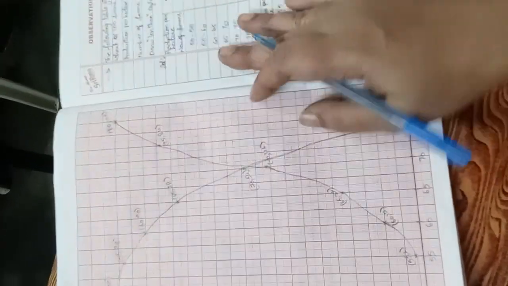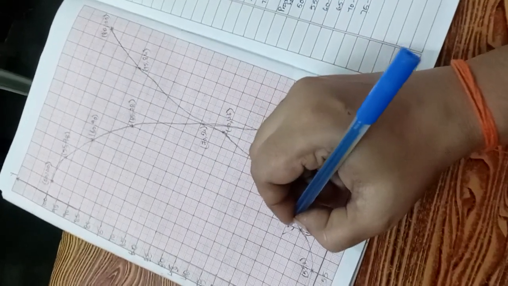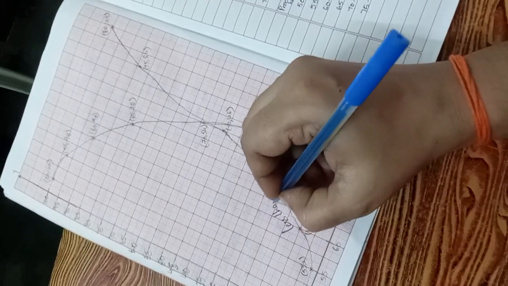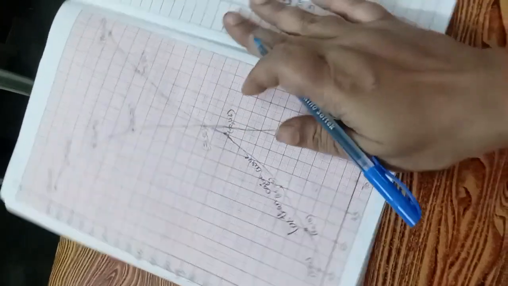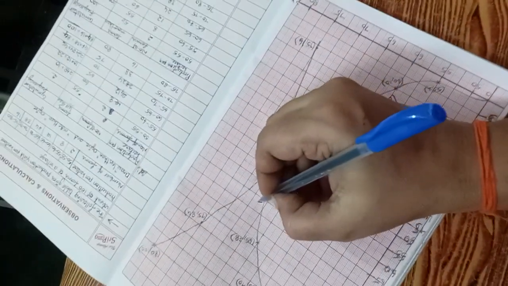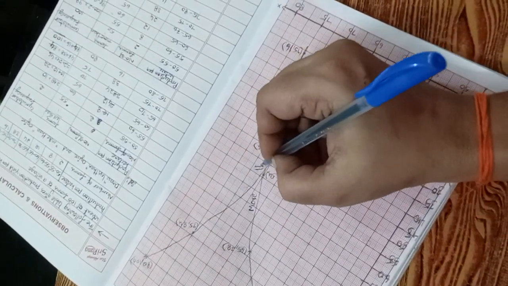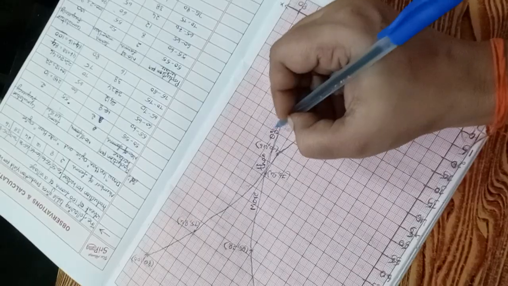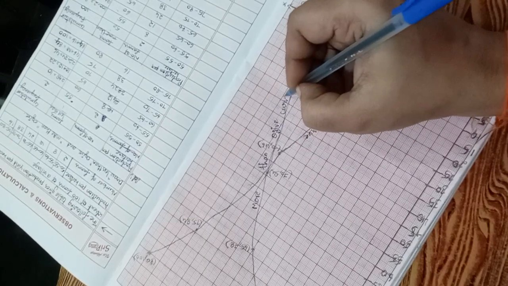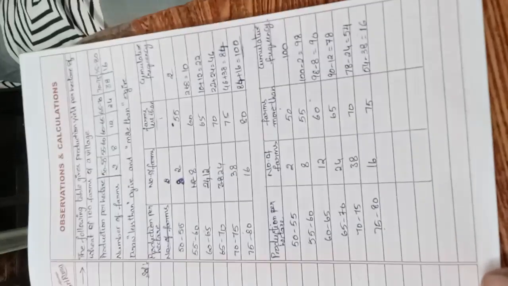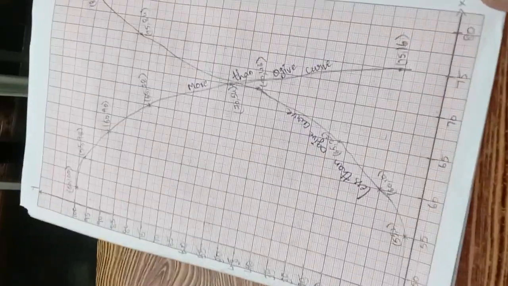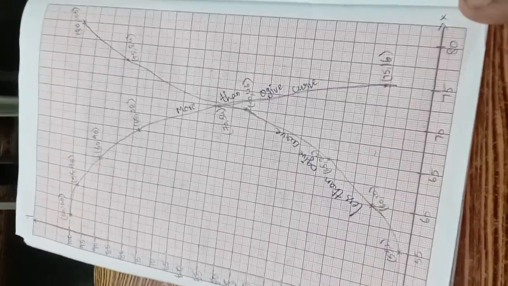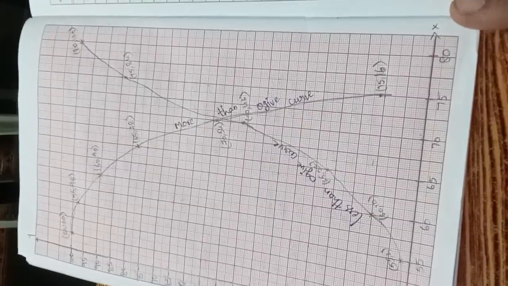So let us label them: less than ogive curve and more than ogive curve. Like this, we have to take the tables of both less than and more than, and both curves you will get in the same graph like this. Understood? If you have any doubts, specify that in the comment section.